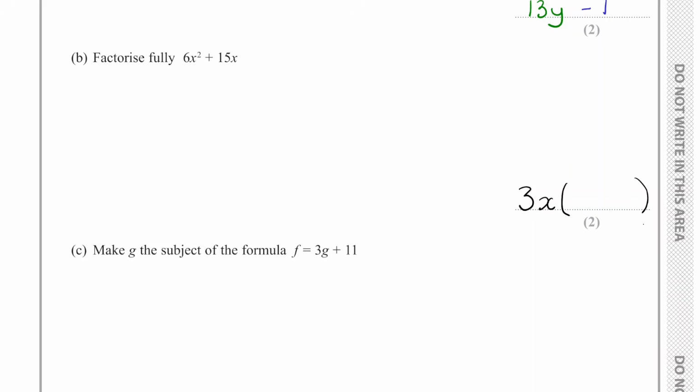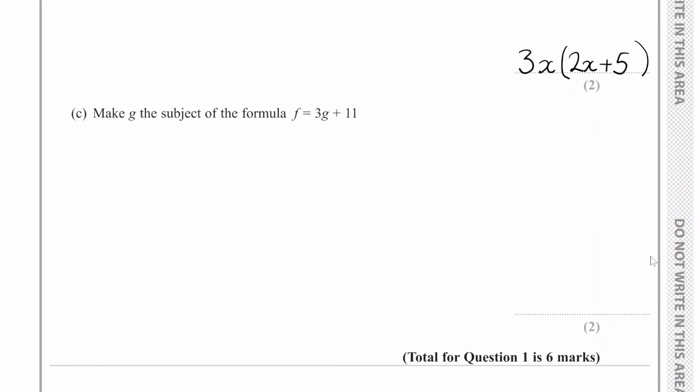So 3x times something makes 6x squared. 3 times 2 makes 6, and x times x makes the x squared. 3x times something makes 15x. That's 5. So we've got 3x times 2x plus 5.